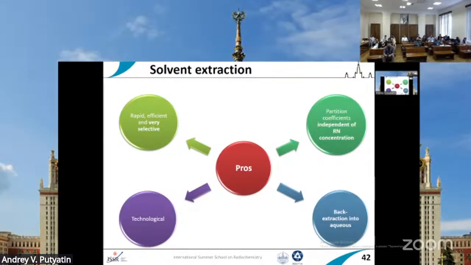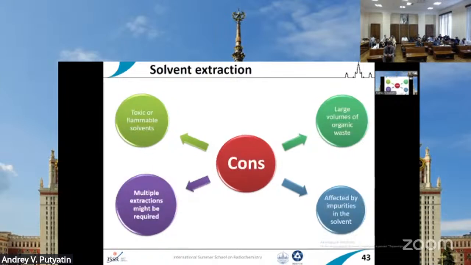So the good points of solvent extraction are that it is a very technological process that is used in many applications. It can be very selective because we can vary the structure of the organic molecule how we want. We can bring our radionuclide back to the aqueous solution, and we can use it even for very small concentrations of the radionuclide. But the drawbacks are that we very often use toxic or flammable solvents. Very often we need several extraction steps. And of course, we generate organic waste, and in technology, it is organic radioactive waste.